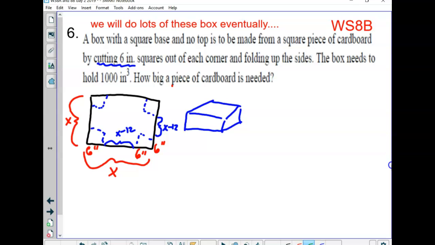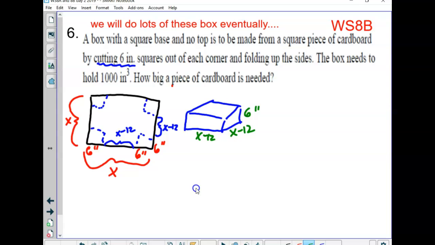Where are those dimensions on our box? Look up here if you need to. So this was x. We took off 6 this way, 6 this way. When I fold the box up, that's the length or the width of the box, right? And because it was square, this one is the same. So we have an x minus 12 here and an x minus 12 here. But how tall is our box? 6, because of the squares that we cut off. Everybody seeing that?